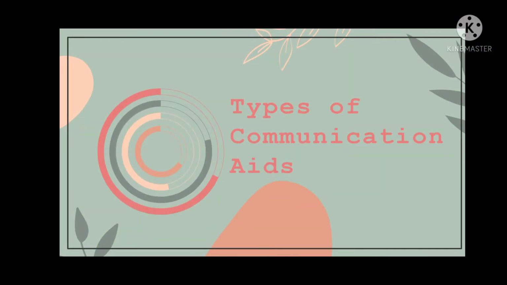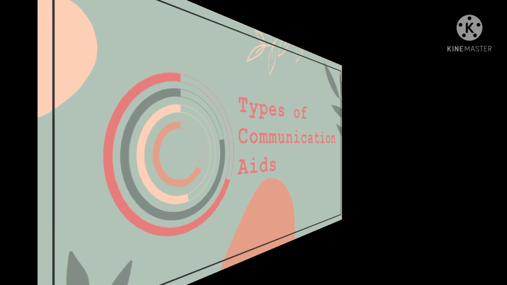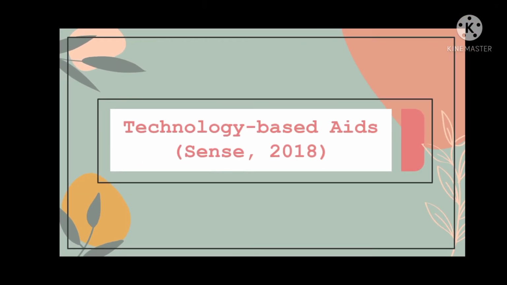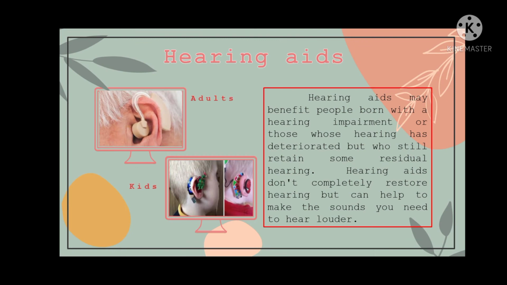And now, let us move on to the types of communication aids. The first type is hearing aids. Hearing aids may benefit people born with a hearing impairment or those whose hearing has deteriorated but who still retain some residual hearing. Hearing aids don't completely restore hearing but can help to make the sounds you need to hear louder. The picture shows an example of hearing aids intended for adults and for kids.